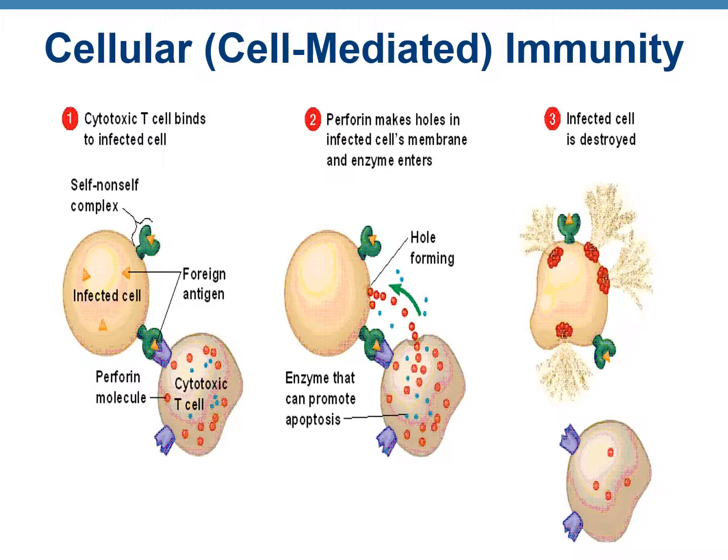Secondly, the cytotoxic T cell would also produce an enzyme, and this enzyme promotes apoptosis. Apoptosis means cell suicide. So this enzyme would go inside the cell and would repeatedly tell the infected cell to commit suicide. So it's kind of like attacking from the outside, and also inwardly it is counseling the infected cell to kill itself.